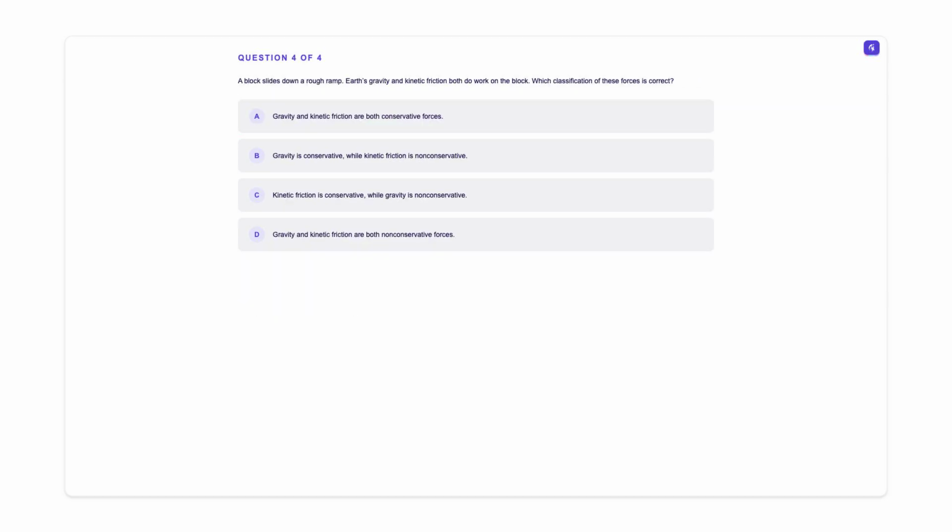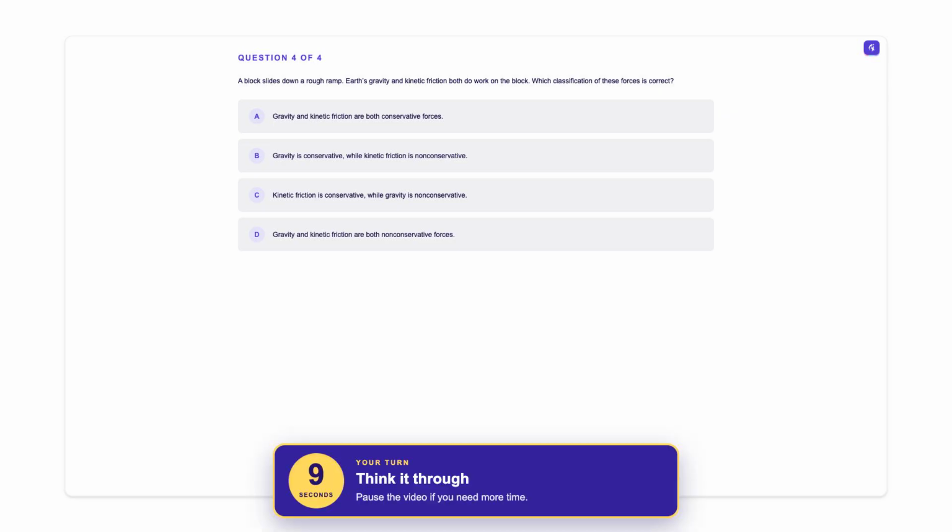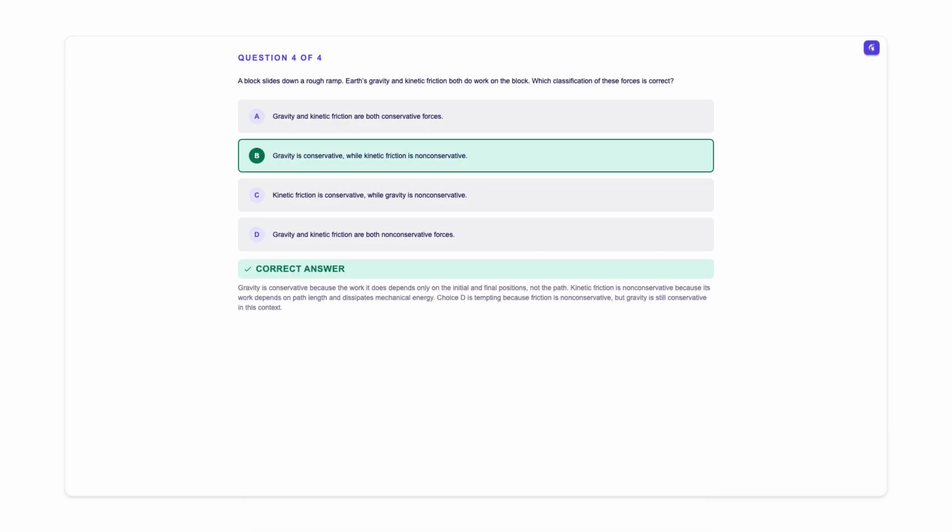A block slides down a rough ramp. Earth's gravity and kinetic friction both do work on the block. Which classification of these forces is correct? Gravity is conservative because the work it does depends only on the initial and final positions, not the path. Kinetic friction is non-conservative because its work depends on path length and dissipates mechanical energy. Choice D is tempting because friction is non-conservative, but gravity is still conservative in this context.